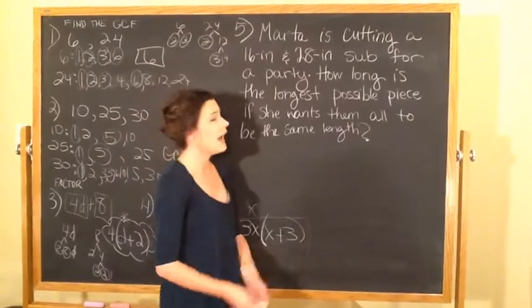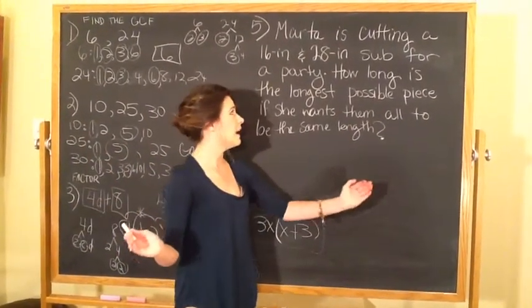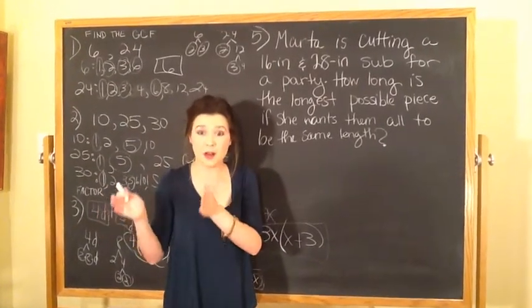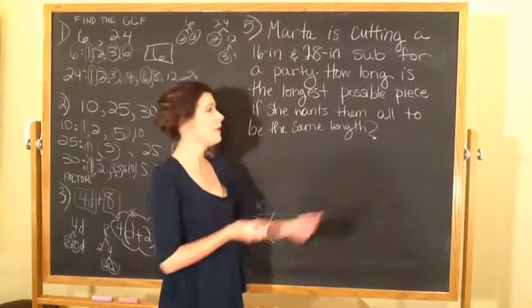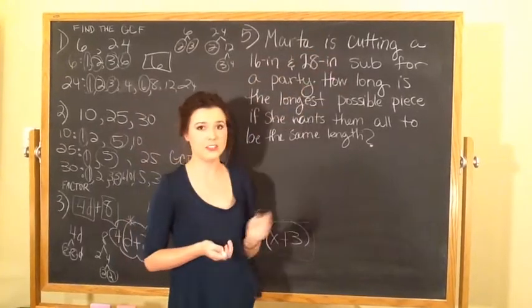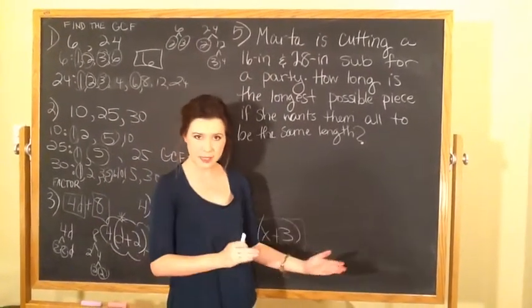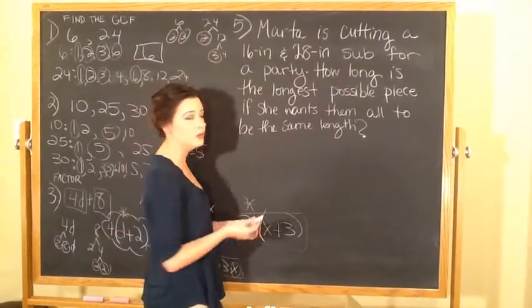So basically we have one sub that's one size, we have another sub that's another size, and we're trying to figure out what's the biggest pieces we can cut so we have even pieces. So we're going to figure out the greatest common factor that they both have, so that way we'll know how big we can cut our sandwiches. So we have to factor out both numbers.